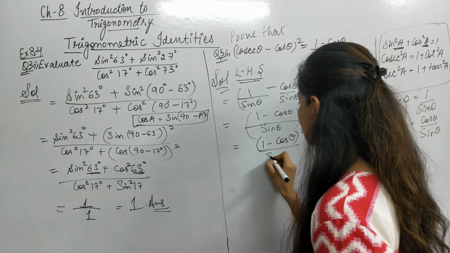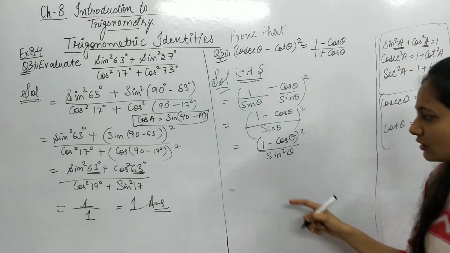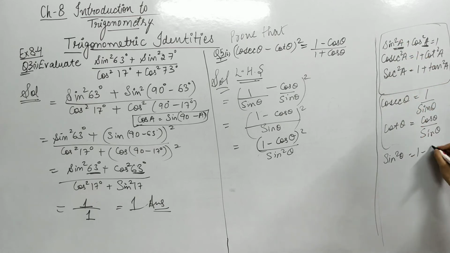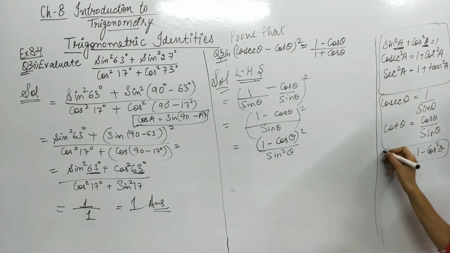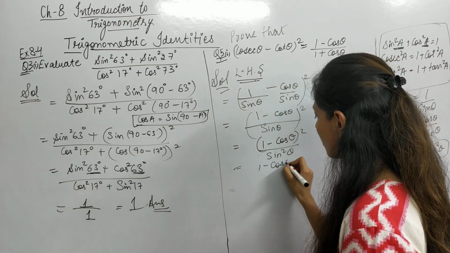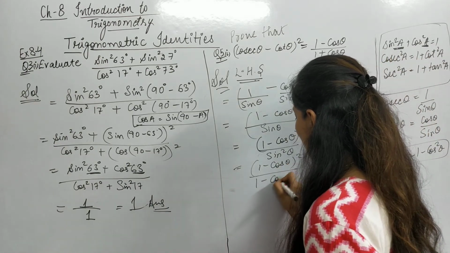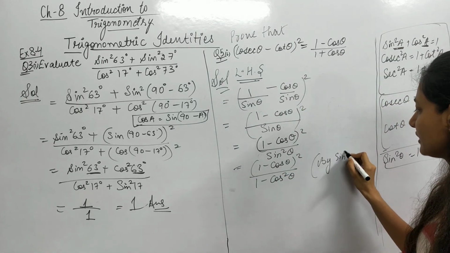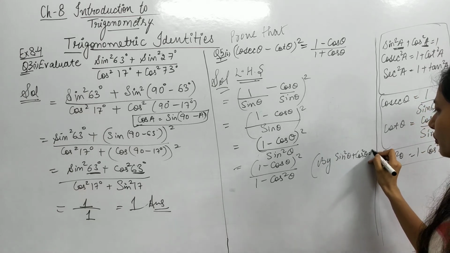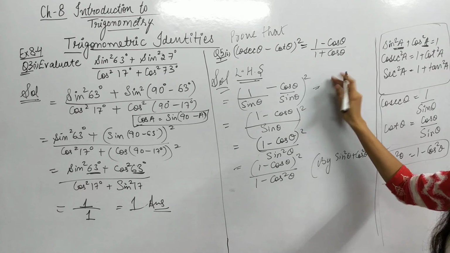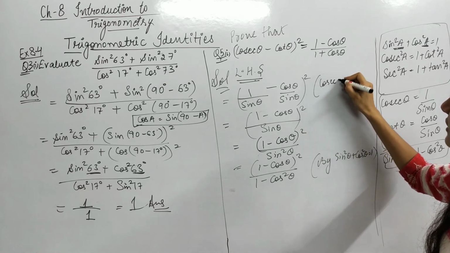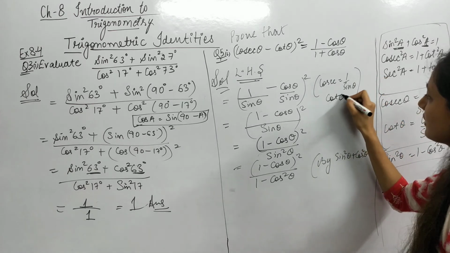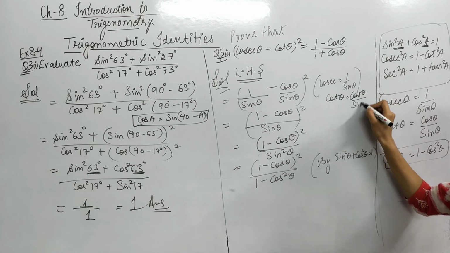1 minus cos theta whole square upon sin square theta. We have separated squares. So what is sin square theta from here? Sin square theta from here is 1 minus cos square theta. So put the value here. By trigonometric identity, sin square theta plus cos square theta is equal to 1. And this is, you know, cosecant theta is equal to 1 upon sin theta, and similarly cot theta is equal to cos theta upon sin theta.